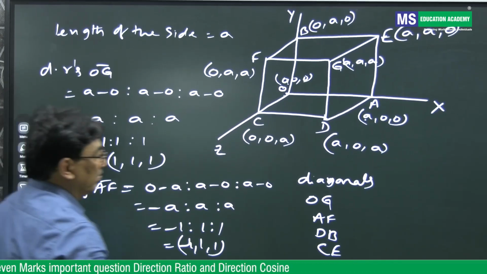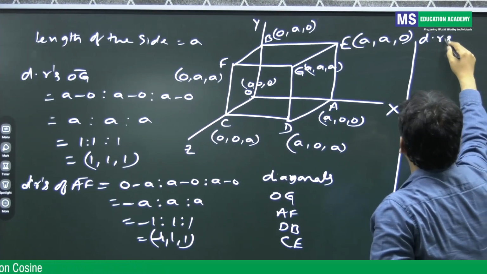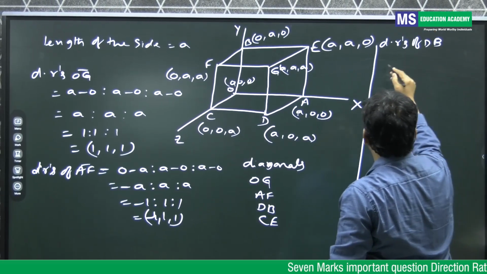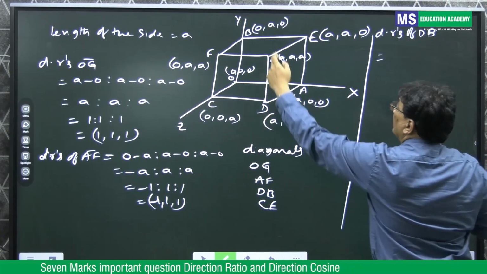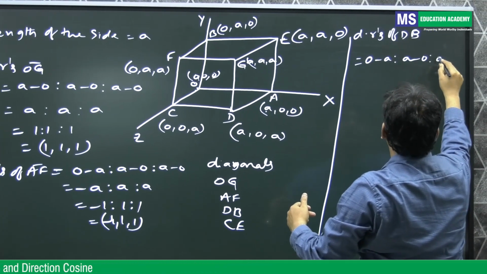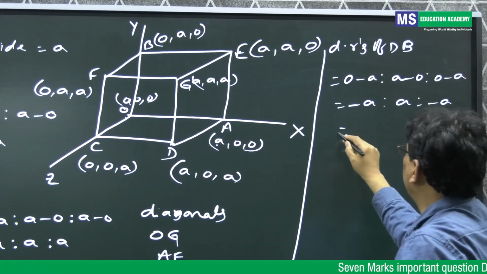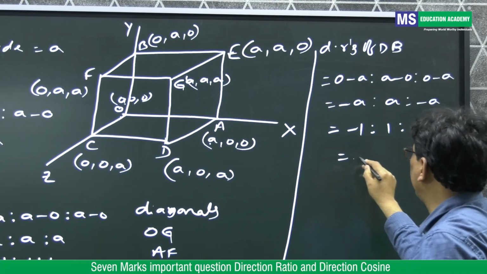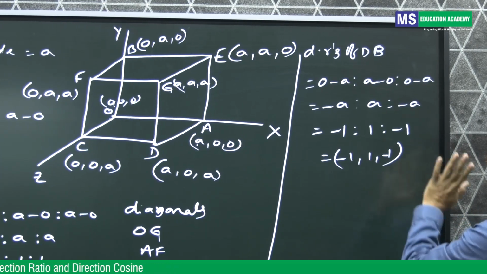Next, another diagonal, DB, sorry. DRs of DB. That means B minus D. B minus D here: 0 minus A, 0 minus A, A minus 0. Minus A is to minus A is to A. A can be cancelled. The values become minus 1, minus 1, 1.